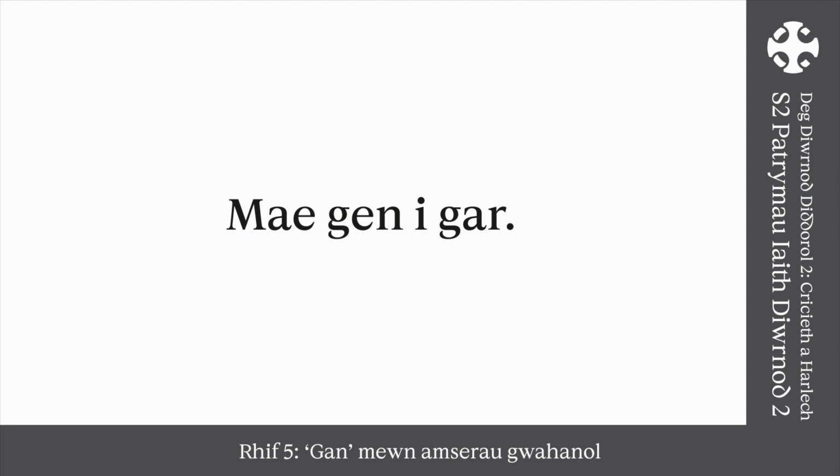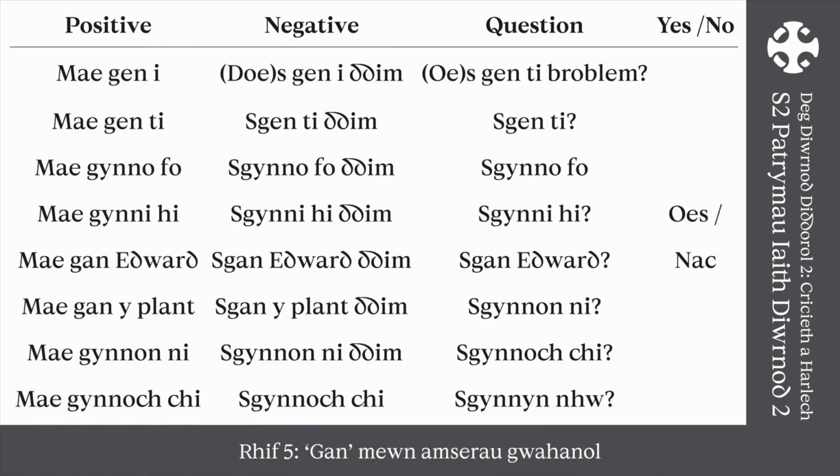So in the present tense in Welsh, to say I have a car, you would say mae gen i gar. Here is the table for gan in the present tense. Mae gen i broblem. Mae gen ti. Mae gynno fo. Mae gynni hi. Mae gan Edward, mae gan y plant, mae gynnon ni, mae gynnoch chi, mae gynnyn nhw.